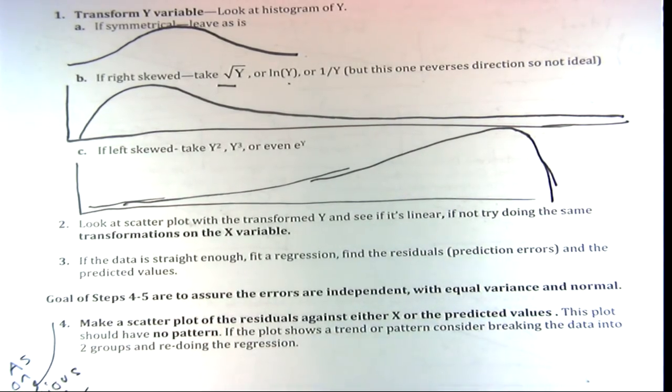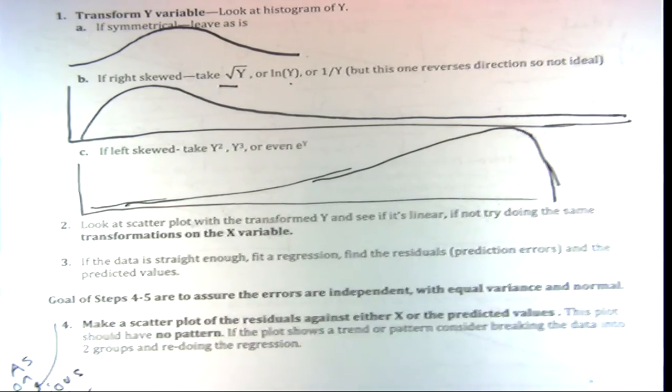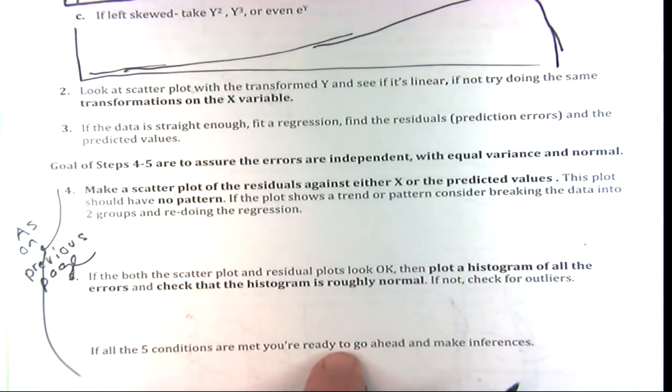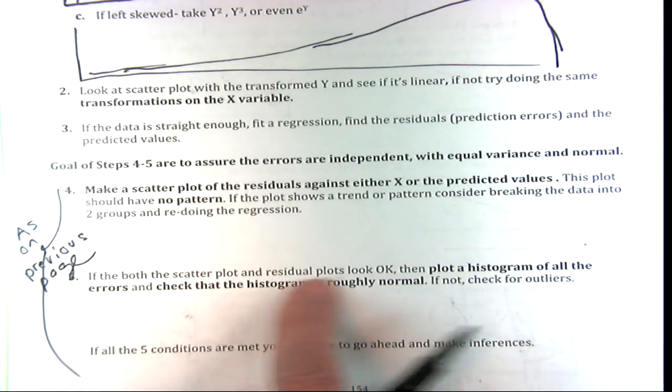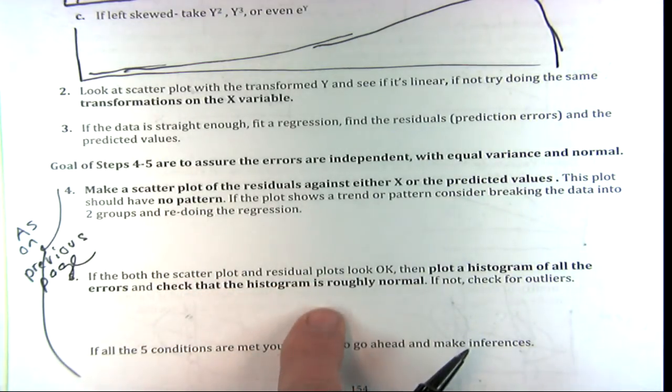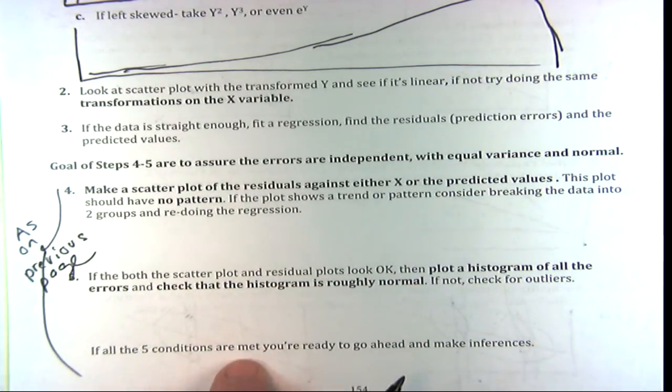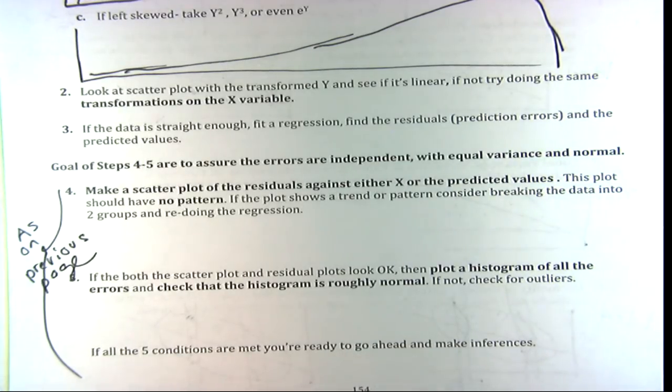So that's the idea. All the five conditions, okay? If everything looks okay, and if all the five conditions are met, then you're ready to go and you can build confidence intervals and make inference about a larger population, like we always do. Okay, so that's what we're gonna do.